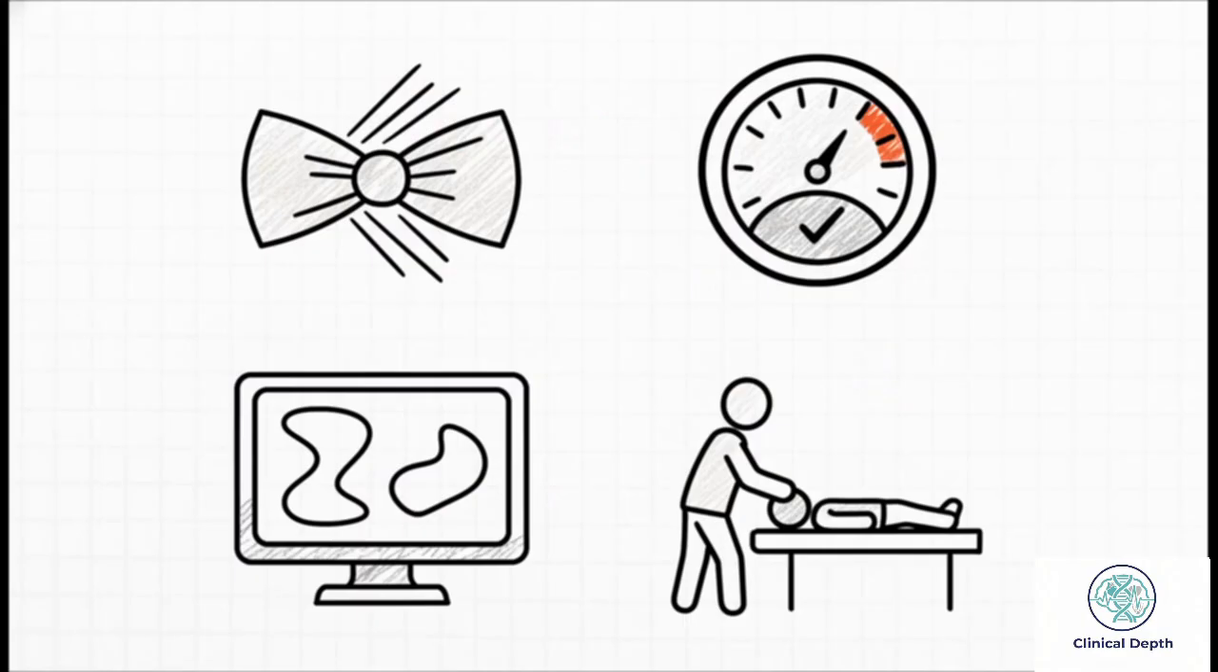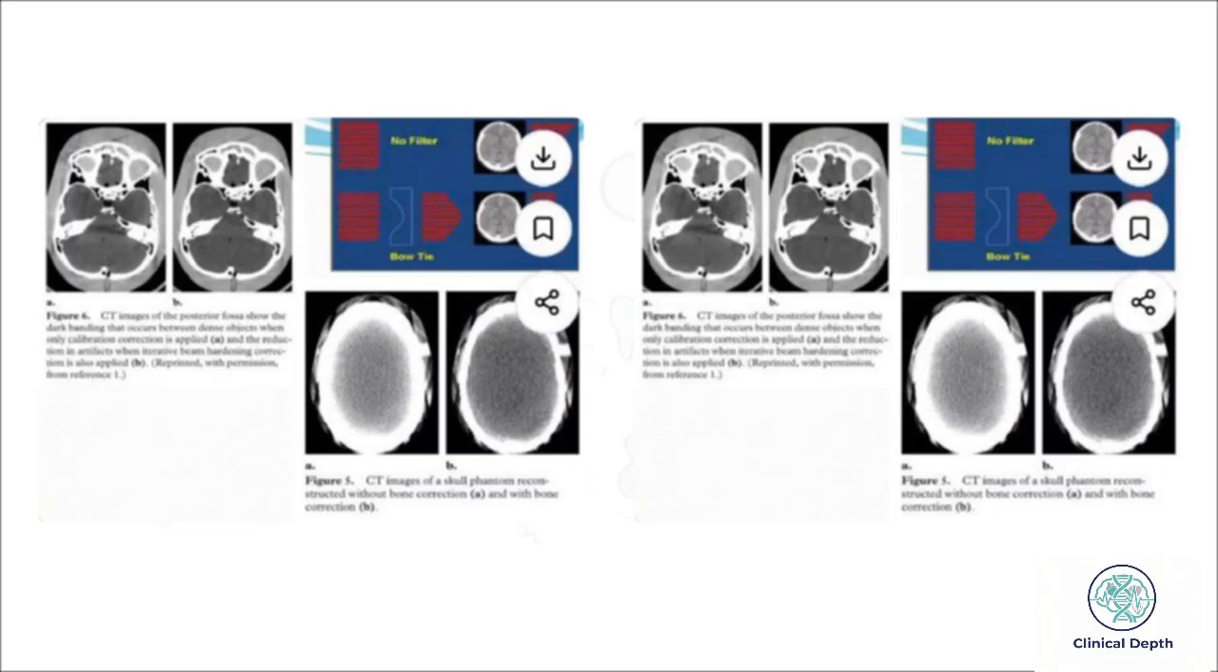But here's the really cool part. We aren't just at the mercy of physics. Engineers have come up with some incredibly clever ways to fight back. They use special filters, some are even shaped like a bow tie, plus really sophisticated software and precise calibration. Even a good technologist can help just by positioning the patient in a way that minimizes the effect. And the proof is in the pudding. I mean, look at this. On the left, you've got that classic dark banding artifact in a skull scan. But check out the image on the right.